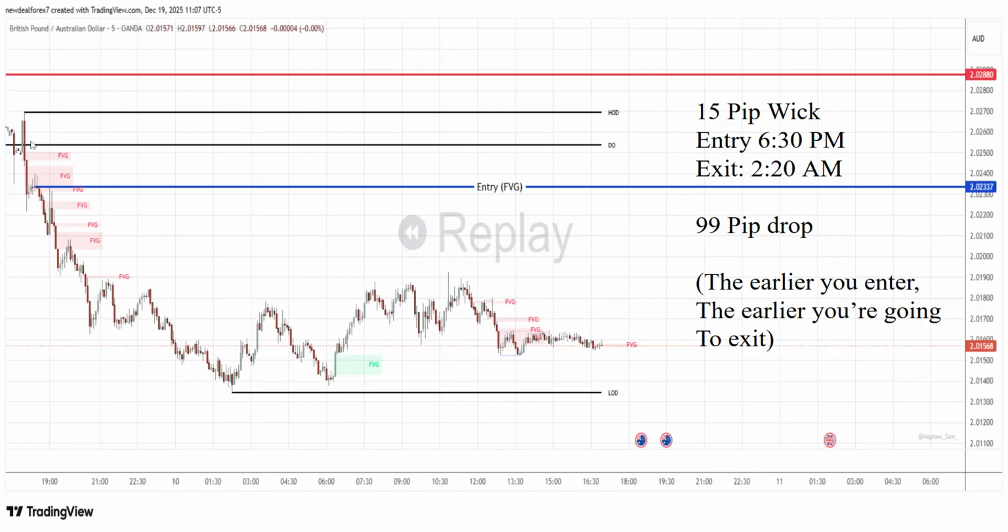Okay, so best entry here would have been real early at 6:30 p.m. Okay, it just was what it was. That's when it happened. And the best exit would have been at 2:20 a.m. because sometimes the earlier you enter, the earlier you may need to exit because price can reverse during London session or New York session, or just consolidate. In this case, it pretty much just consolidated. Not much happened here. Anybody who tried to go long may have got a little bit of price action, but the shorts were the winner for this day. Okay, so there you go. 99 pips, done deal, easy.